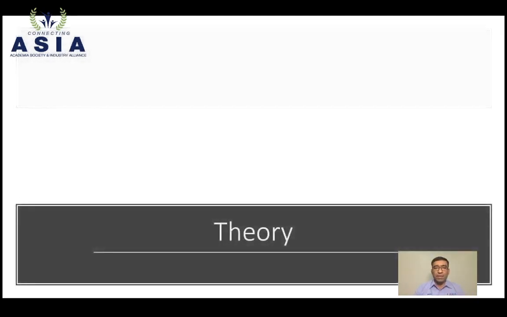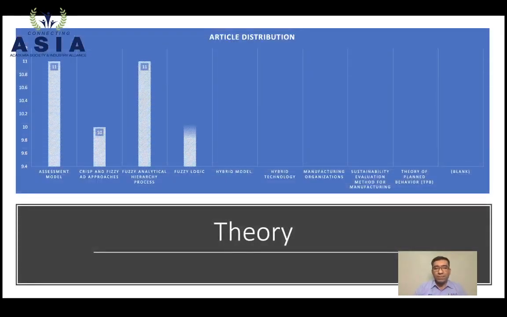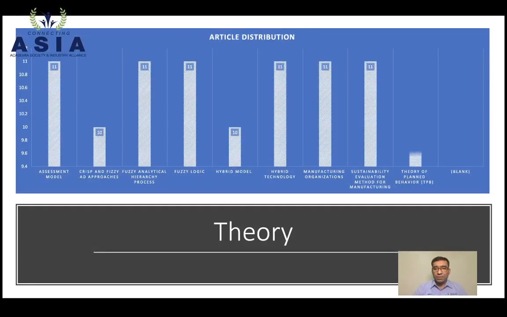Okay, similarly, we can develop something based on the theory. So you can see the different articles based on the theory. I can say that in sustainable manufacturing, mostly people work on the assessment model, fuzzy logic, manufacturing organization and hybrid technology. So theory of planned behavior, sustainability evaluation, all these are different theories that they work with in sustainable manufacturing. So now I am discussing the theories, but at the same time I am trying to display them in terms of graphs and charts.